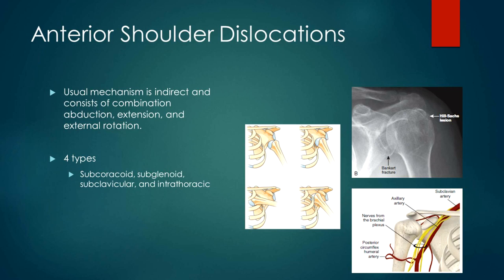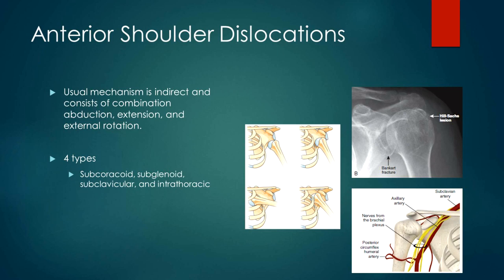There is concern for injury to the axillary artery, but it is exceedingly rare. It usually occurs in elderly and can quickly be assessed by a decreased or absent radial pulse or by the appearance of an expanding hematoma. You want to evaluate the status of the axillary nerve in shoulder dislocations because this is the most common nerve injury resulting from an anterior dislocation.